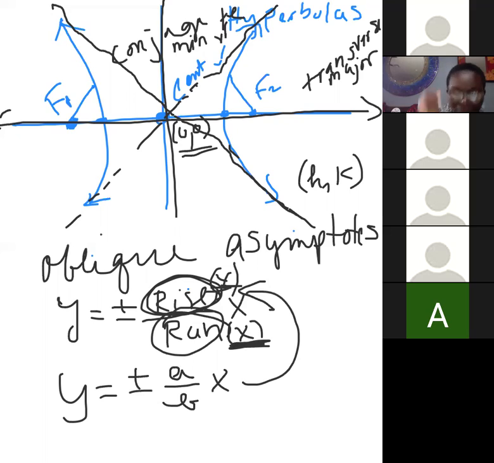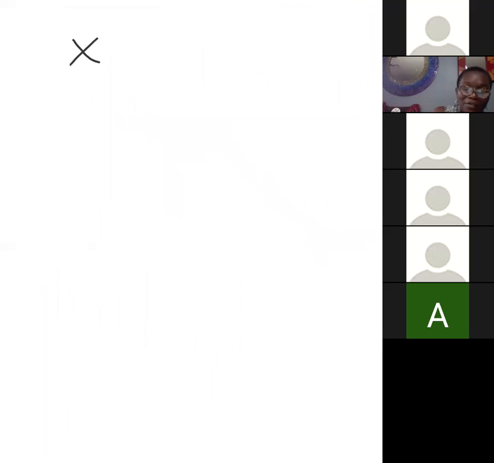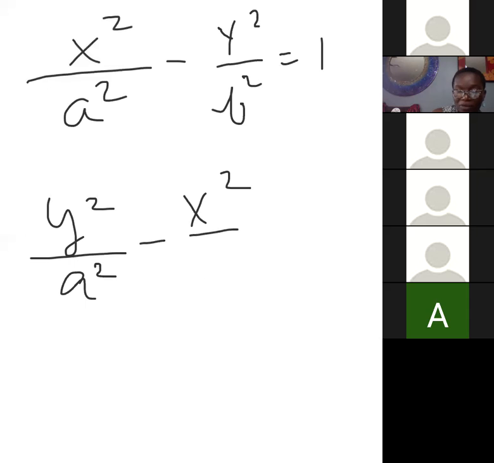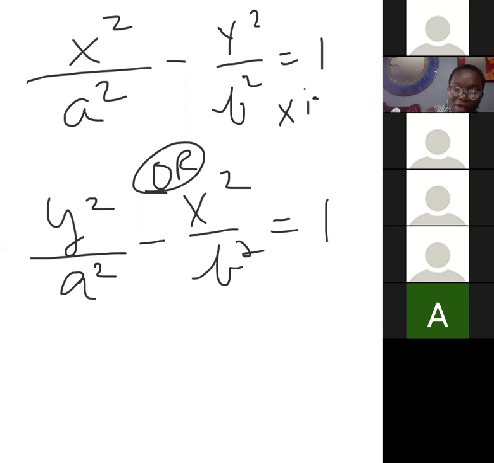So now, the standard form of the equation of a hyperbola may look like this: x squared over a squared minus y squared over b squared equals 1, or it could be y squared over a squared minus x squared over b squared equals 1. Now, the first one, X is the major axis or the transverse axis. Now the second one, Y is the major axis.